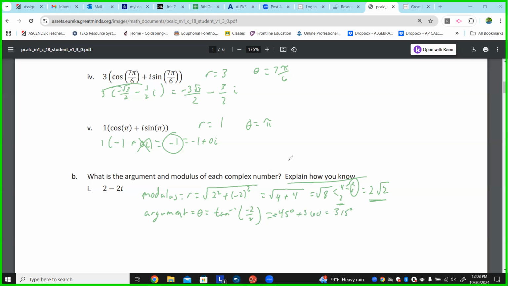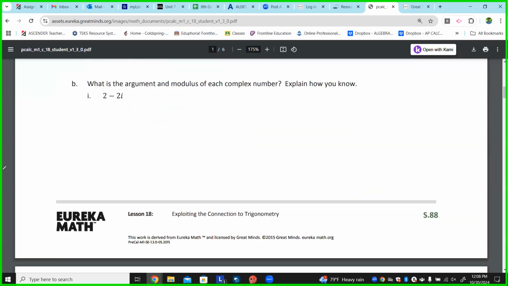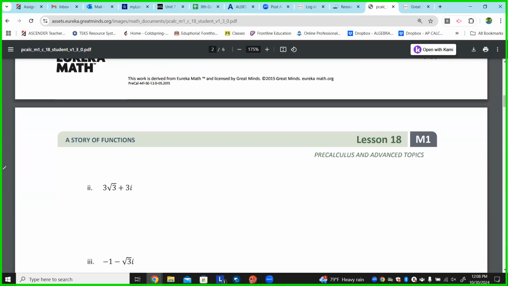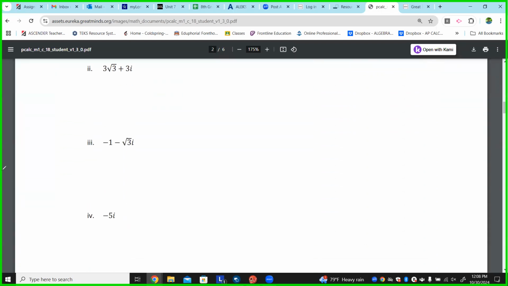All right, let's finish up 3B. So again, I'm looking for the modulus. That's going to be the square root of 3 square root of 3 squared plus 3 squared. When you have a coefficient outside of the square root and then a square root, you do need to apply the square to both of them as such.